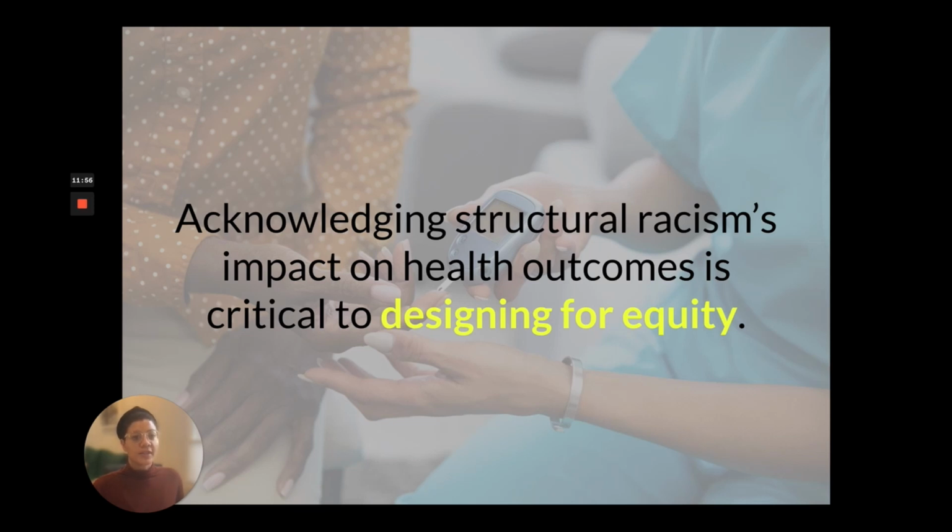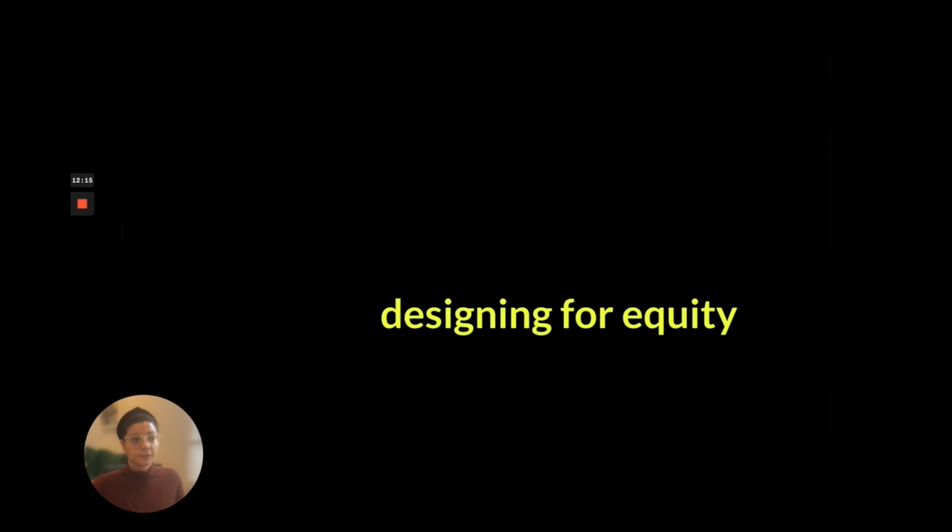Acknowledging structural racism's impact on health outcomes is critical to designing for equity. Fixing biases in healthcare, including algorithmic biases, is a complicated task, and one place to start is by understanding the social and historical context of healthcare data sets. So when being intentional about designing for equity, we need to take a wide view of the current context and to understand the past context of the problem space.